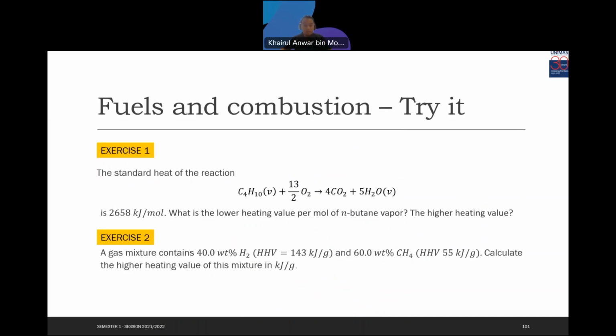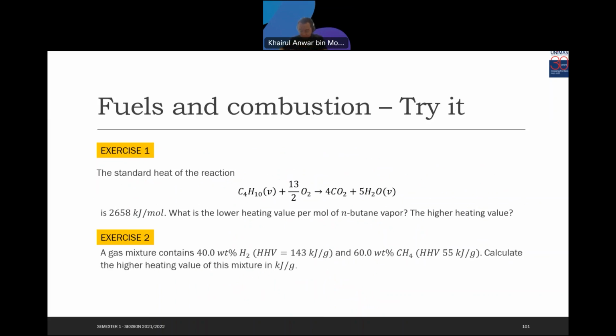The standard heat of reaction for C4H10, butane, plus oxygen equal to carbon dioxide and water is 2658 kilojoule per mole. What is the lower heating value of n-butane and the higher heating value? The lower heating value is 2658 kilojoule per mole.